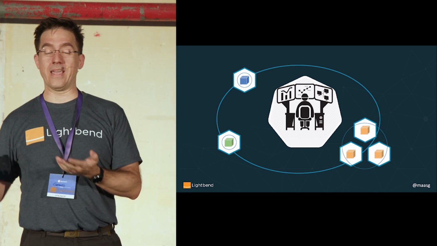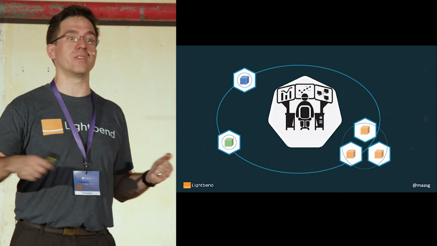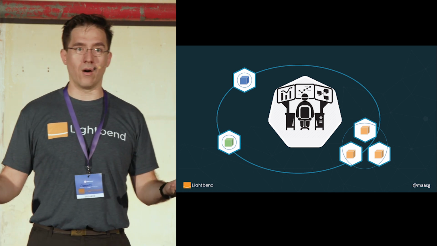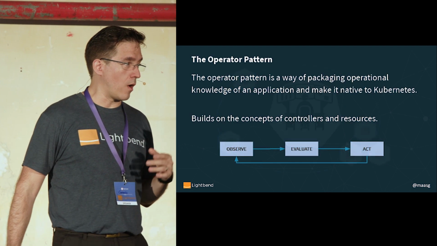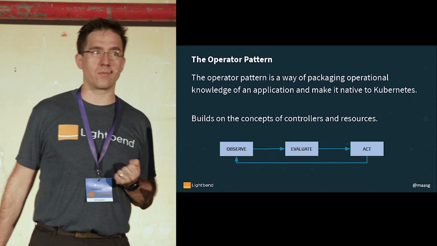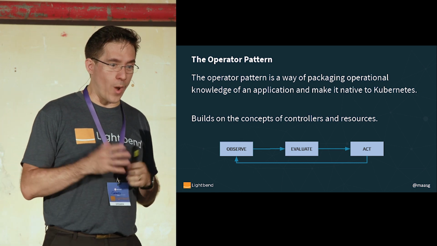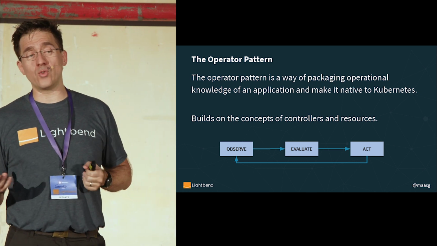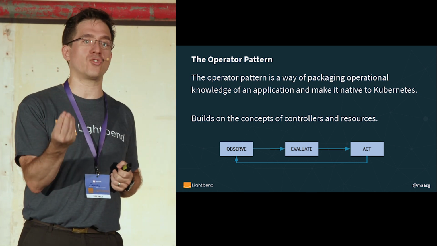Same thing with databases. What happens with databases, with replication? How do you run a distributed database, something like Cassandra, on a system like Kubernetes? So the operator pattern was actually coined by CoreOS. It is a way of using the Kubernetes API to tell Kubernetes there is an extension point now.